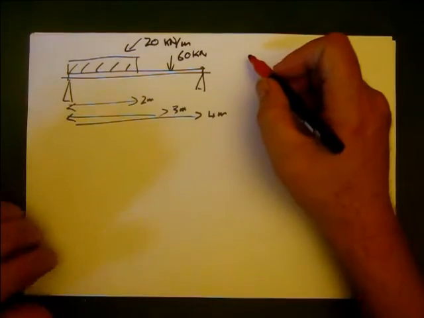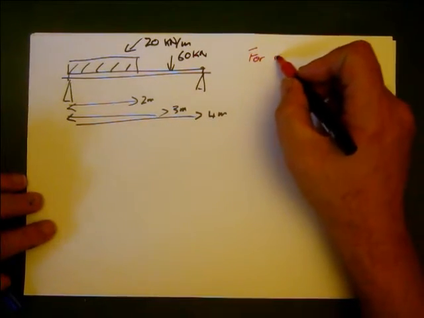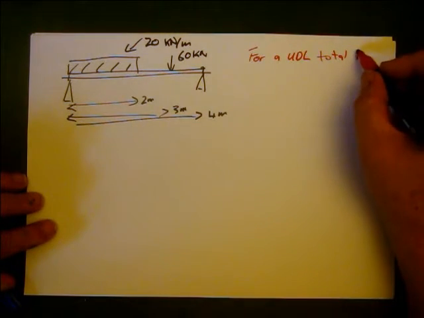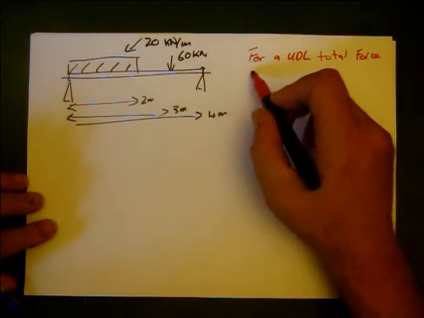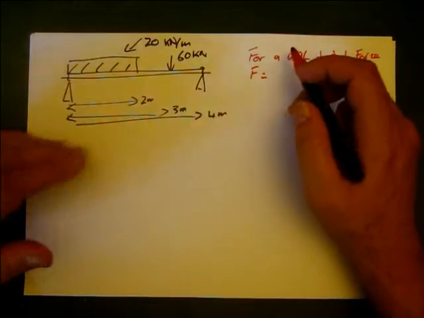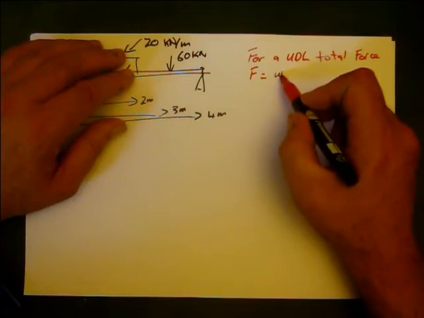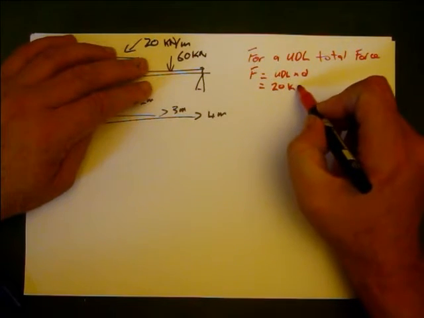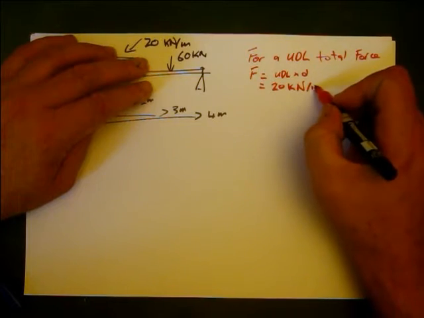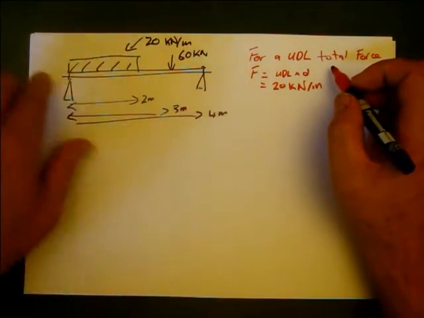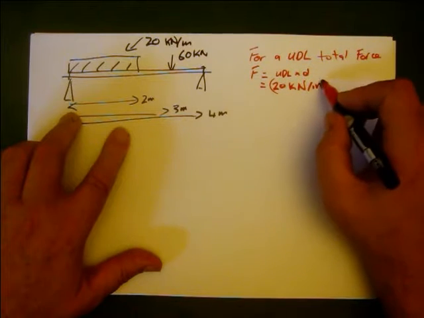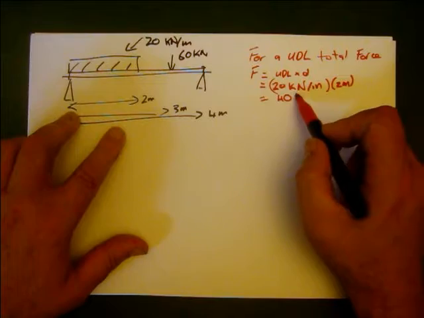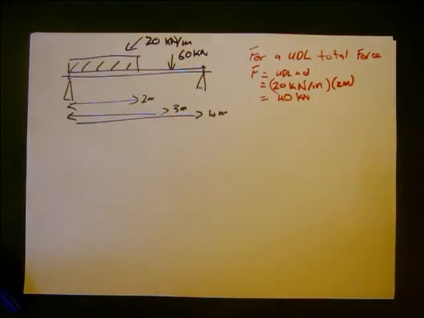So the total force for a UDL is force equals UDL times distance, so that equals 20 kilonewtons per meter times 2 meters long. So the UDL in this case creates 40 kilonewtons of force.